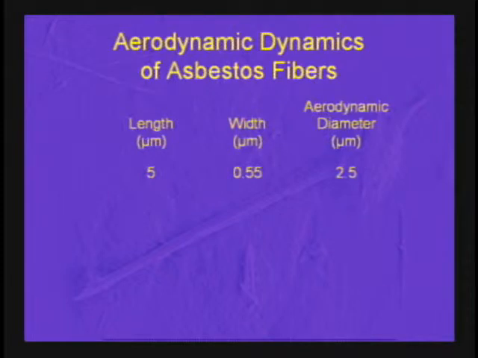Now here's what's interesting about asbestos: you can have a fiber that's 5 microns long, and if it's only 0.55 microns wide, it has an aerodynamic diameter of 2.5 microns. Therefore, it makes it into the lung. If you have a fiber that's 50 microns long and is only 0.46 microns in diameter, it's going to make it to the alveoli. Can you see where I'm going with this? If you've got a fiber that's 1,000 microns long and is only 0.45 microns in diameter, it's going to make it to the lungs.